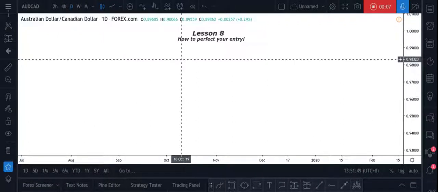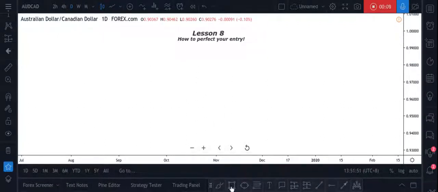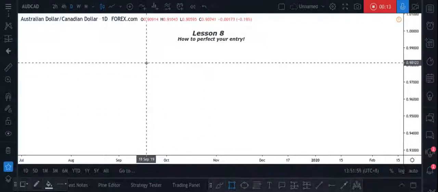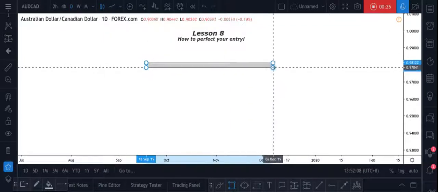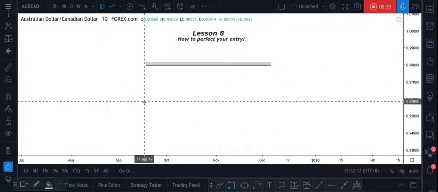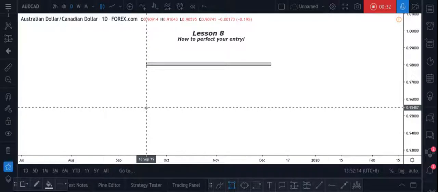In this lesson we will be discussing how to perfect your entry and how to enter the market correctly in order to profit and benefit from this market, using a simple strategy that works for me all the time, every day. I've been using this strategy for many years, so I can vouch for it, and I can tell you guys that it works really well.